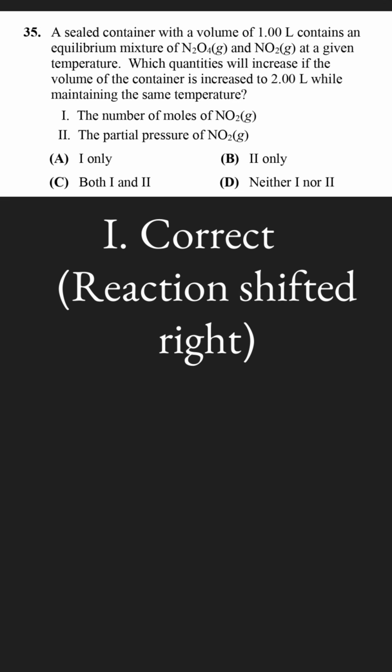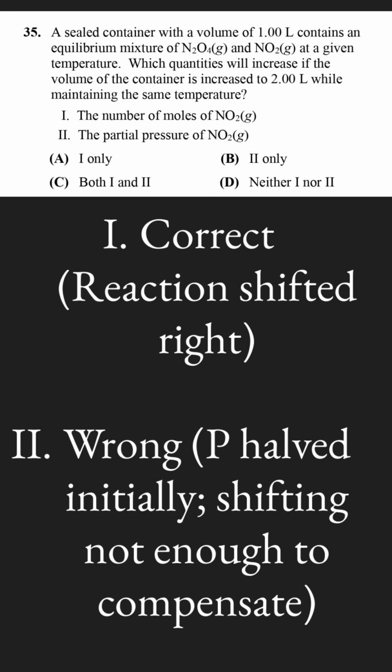1 is true. The reaction shifted right, and so that means it is true that there are now more moles of NO2. And so 2 is what makes this problem so tricky, because even though the reaction did shift right, the partial pressure of NO2 is actually still lower than the initial state simply because the pressure was halved initially and shifting is not enough to compensate for this. So that means that the answer is 1 only, or A.